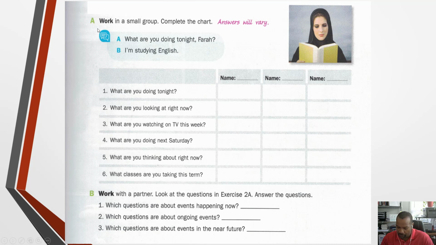Let's work on down the page then. Let's practice. Work in a small group. Complete the chart. The question is, what are you doing tonight, Farah? The answer is, I'm studying English. So, if we're talking in a small group to people, let's say Eric. What are you doing tonight, Eric? I am preparing dinner. What are you doing right now, Eric? I am teaching English.